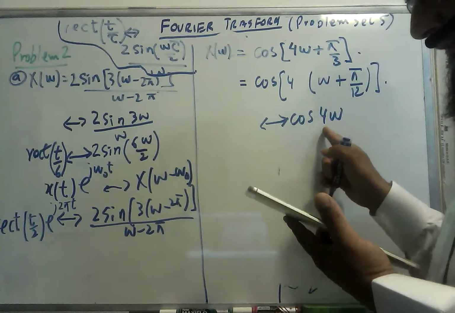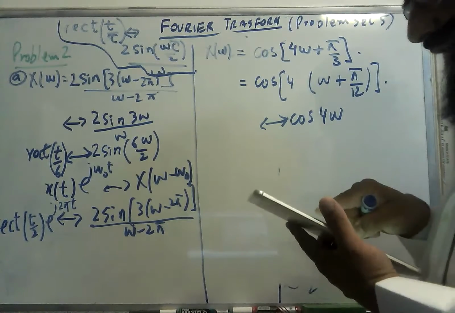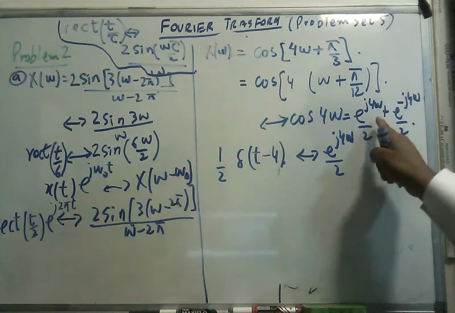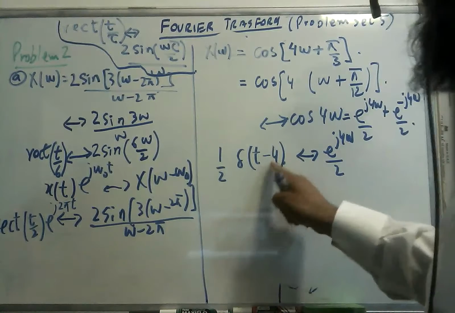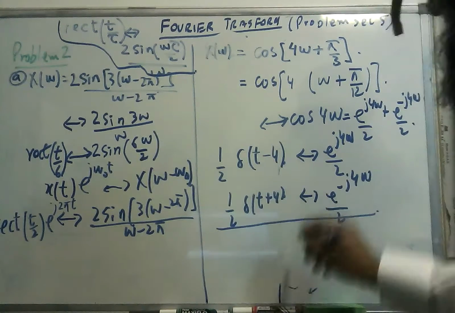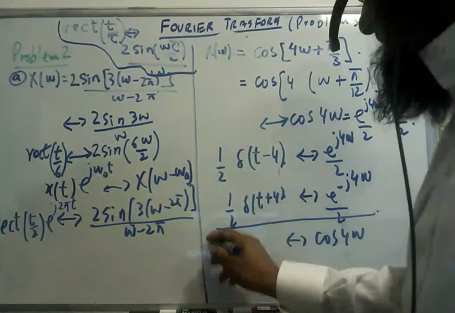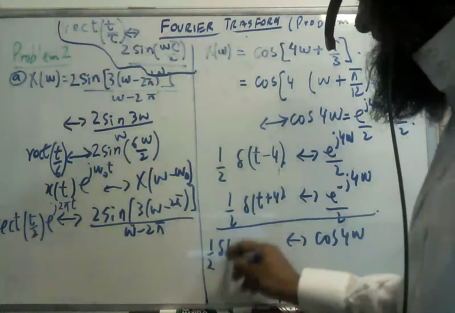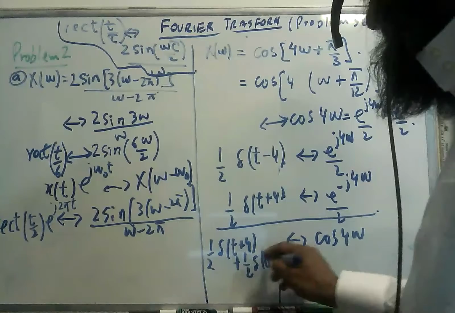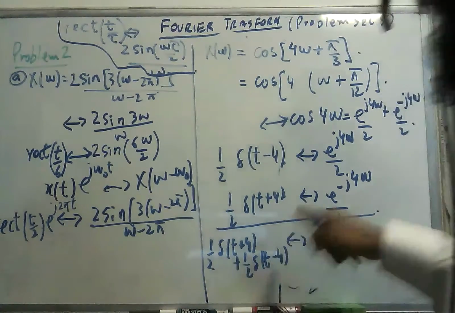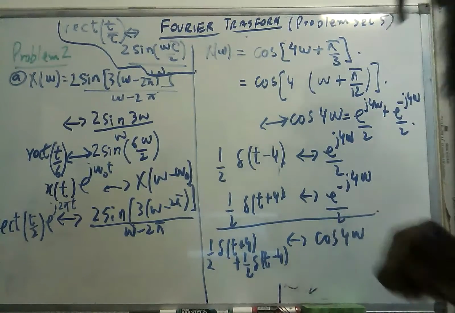On the right hand side, there is no Fourier transform which is cosine 4 omega. However, I have a Fourier transform: the positive frequency is the right shift, and the negative frequency is the left shift. If we combine these two, I have cosine 4 omega. So on the left hand side, I have 1 over 2 delta t plus 4 plus 1 over 2 delta t minus 4. That will be e raised to j4 omega divided by 2 plus e raised to minus j4 omega by 2, and then you add them and you will get cosine.